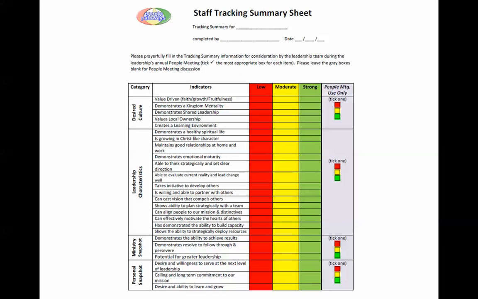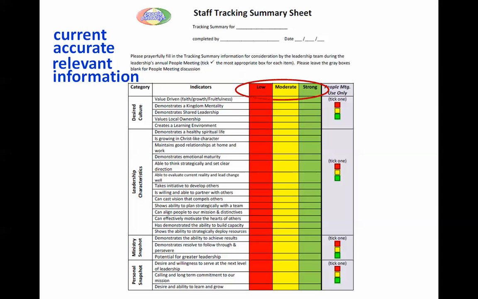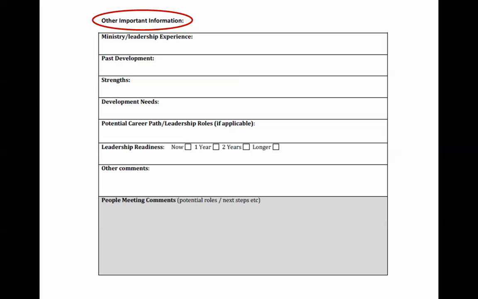This sheet seeks to gather current, accurate, and relevant information related to several key areas for assessing a person's readiness or potential. Page 1 asks for a general assessment of low, moderate, or strong on a person's ability and growth in our 5 culture change elements, key leadership characteristics from our leadership framework, as well as a brief ministry and personal snapshot related to their leadership potential. The next page asks for a written description of other necessary information for discussion during the people meeting.